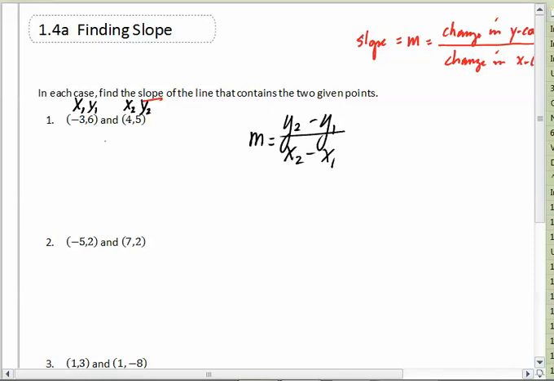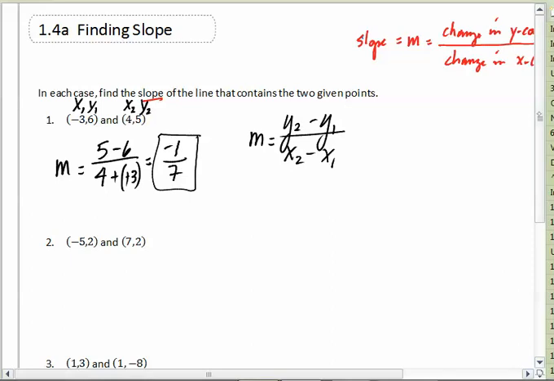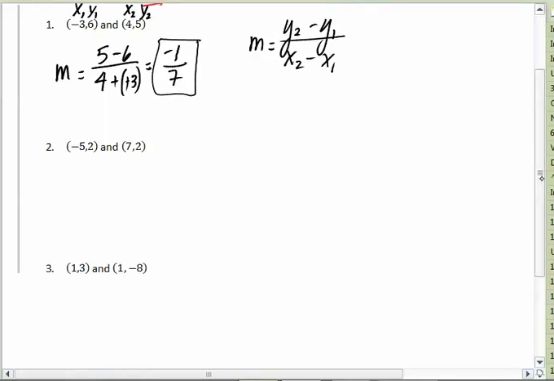So let's go ahead and plug the numbers in. 5 minus 6 over 4 minus, now the formula owns the minus, but that negative 3 has its own negative, so we still have to honor the fact that it has a negative, so that's a minus a negative, which is a plus, and there we go. Our slope between those 2 points is a change of negative 1, down 1 for every horizontal change of 7. So down 1 over 7.